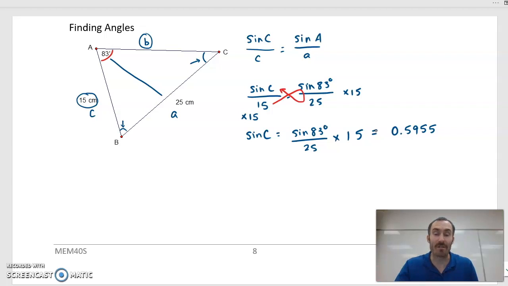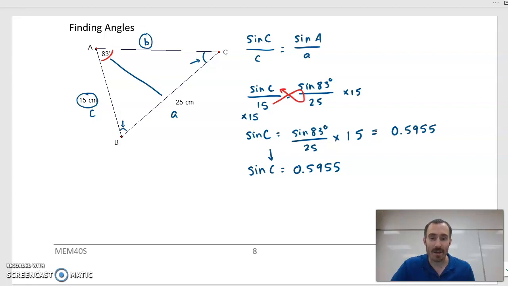It looks a lot bigger than that. And you'd be right, that's not our final answer. This equation here says the sine of angle C is 0.5955. Okay, that doesn't say that angle C is 0.5955 degrees. I have to undo this sine over here.